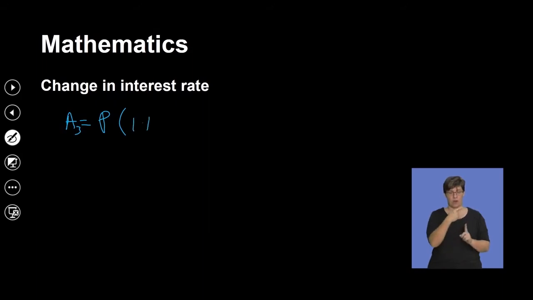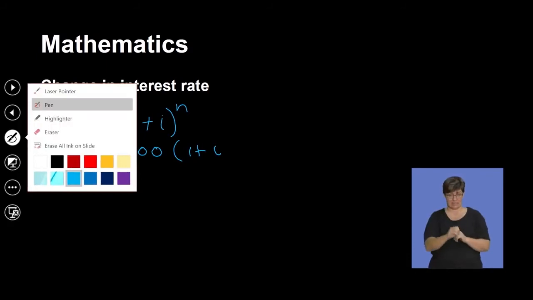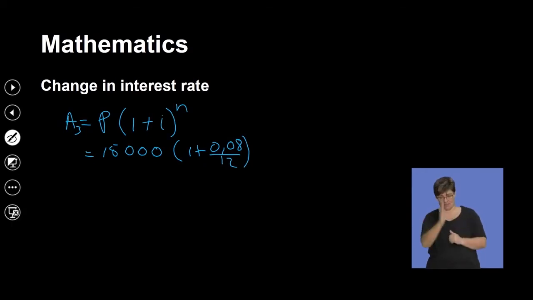So that is 1 plus i to the exponent of n. And therefore, remember that the amount that Sibusiso invested was 15,000. 1 plus the i is actually 8%, so the i is 8%, which is 0.08. And this was on a monthly basis, to the exponent of 36. And then you find what that amount is.